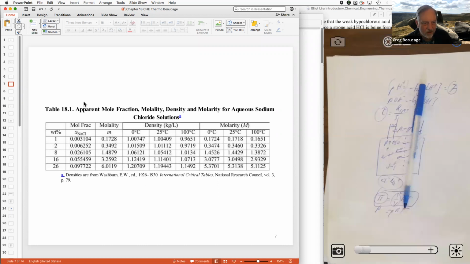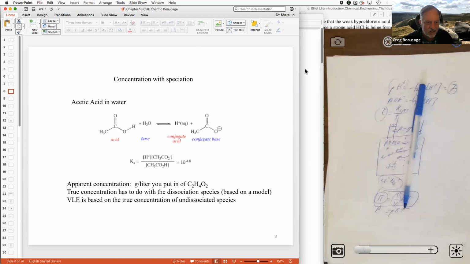For electrolytes, they use molality, right? And then these are the densities of the solution. Molarity is moles per liter, and molality is moles per kilogram, I think, right? So the concentration is grams per liter.